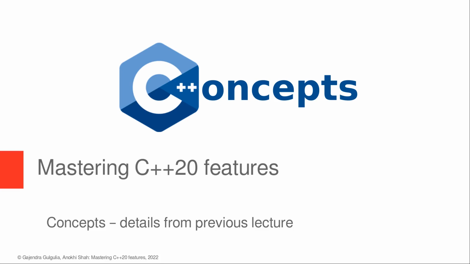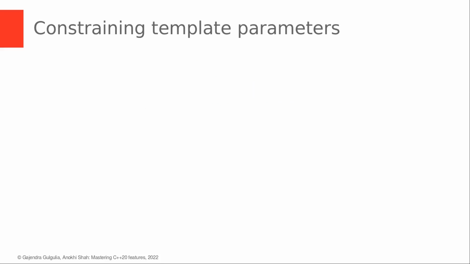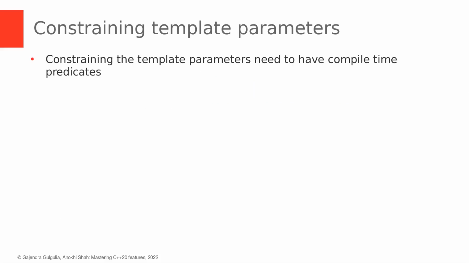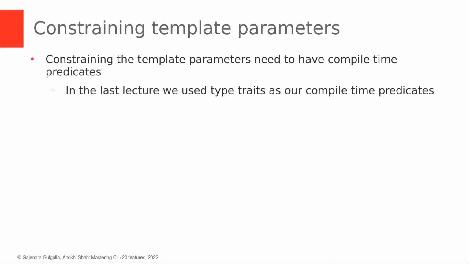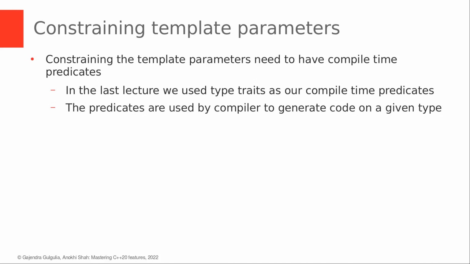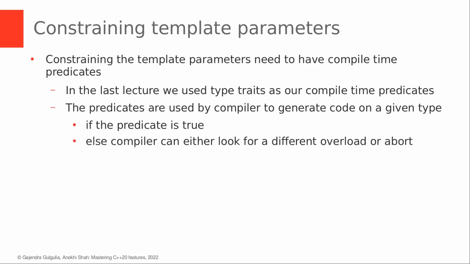In this lecture, we'll understand what constraining template parameters means, and later we will take a closer look at the requires clause that we used in the last lecture. To constrain the template parameters, we need to have compile time predicates. In the last lecture, we used type traits as our compile time predicates. The predicates are used by the compiler to generate code on a given type. If the predicate is true, then the code is generated, else the compiler can either look for a different overload or abort.